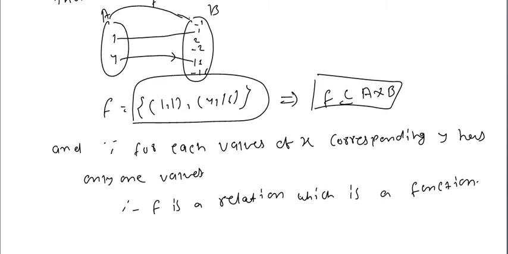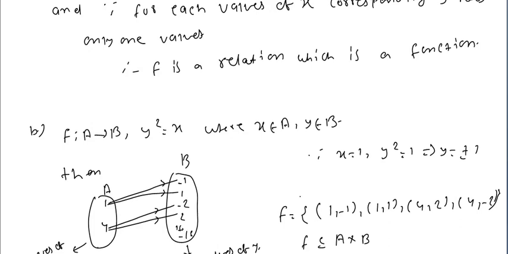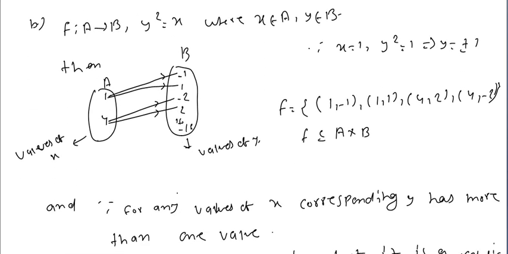So it is a function, which is also a relation. Now consider the next example. f: A to B, y = ±x, where x belongs to A, y belongs to B. If you put x = 1, then we get y = 1 and -1. That is, 1 is associating with -1 and 1. If we put x = 4, then you will get y = -2 and 2. Then 4 is associating with 2 elements of set B and 1 is associating with 2 elements of set B. This violates the condition for a function. This is not a function.